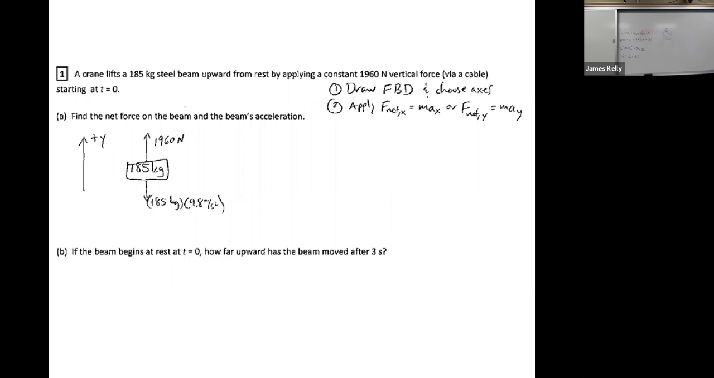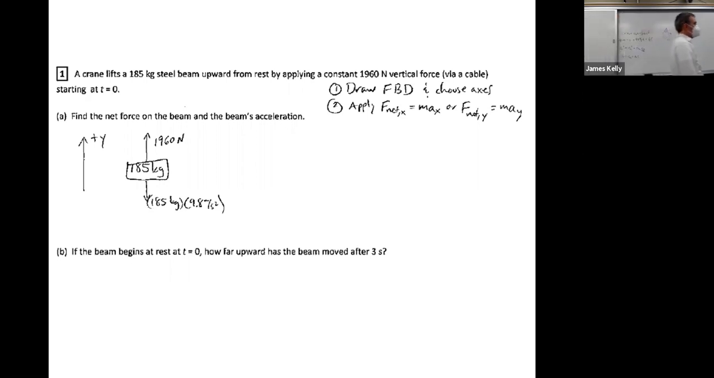And to do all of these problems, we've always got to get in the habit of drawing a free body diagram and choosing axes. I always draw my axes right next to the free body diagram. And then once we know what x and y mean, we can do F net x, or the sum of the force x components, equals m a x, and hopefully solve for a x. And same thing for y if we need it.